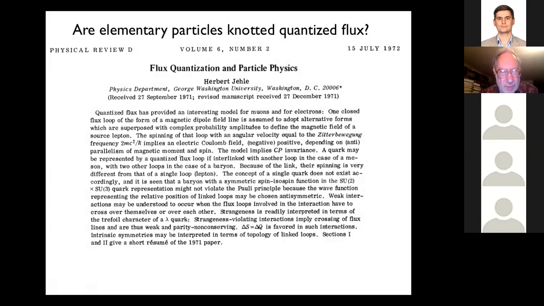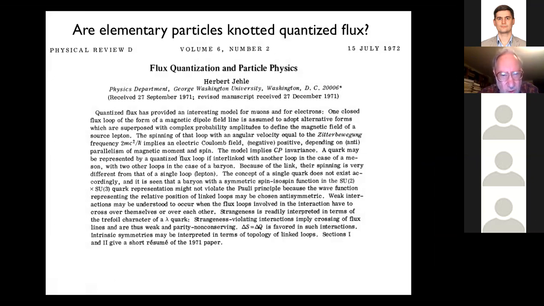In the last few minutes, I wanted to continue answering the question about the life and death of knots in physics. I've been fascinated by this paper, which was written in 1971, ever since I met Herbert Jehle, who must have been about 75 years old when I met him at a conference at Louisiana State University in the mid-70s.